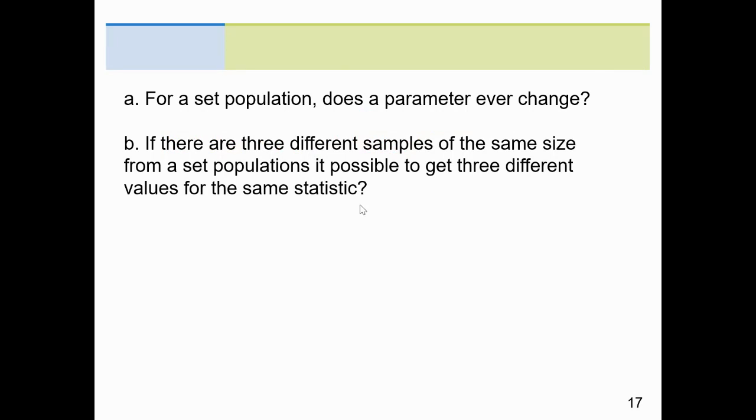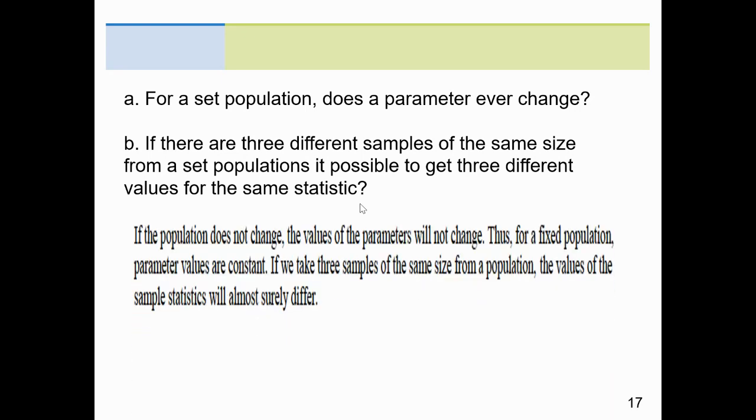For a set population, does a parameter ever change? B, if there are three different samples of the same size from a set population, is it possible to get three different values? Well, if the population doesn't change, the values of the parameter aren't going to change. Thus, for a fixed population, the parameters are constant. If we take three samples of different size from a population, the values will always differ. Here again, if I sampled people whose last names begin between A and F, and I asked your average weight, I calculated average weight would be different from maybe people whose last names begin from P to Q, whatever. Data will change sample to sample, but if you have a fixed population, the parameters aren't going to change.